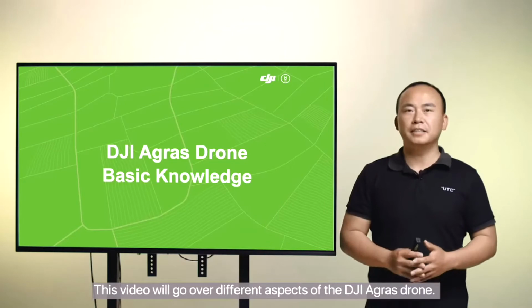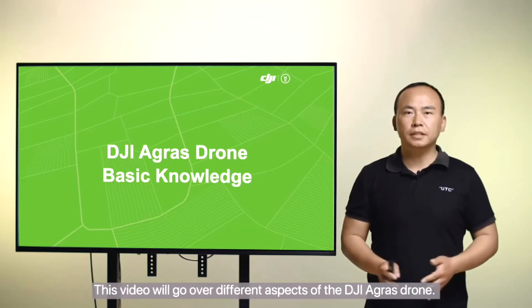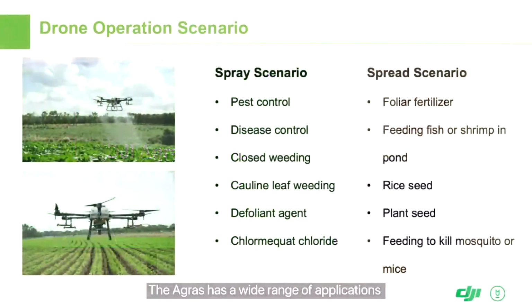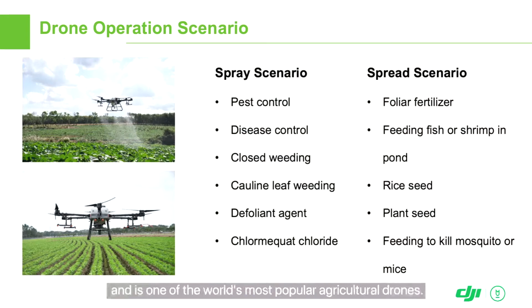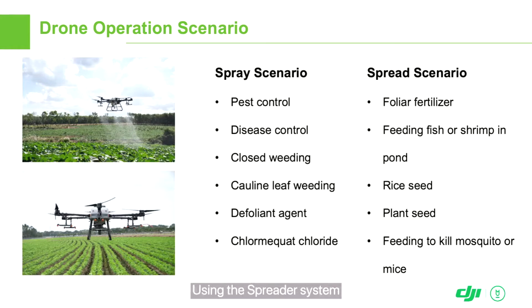This video will go over different aspects of the DJI Agras drone. The Agras has a wide range of applications and is one of the world's most popular agriculture drones. It can be used for pest control, weeding, and spraying foliar fertilizers and defoliant. Using the spreader system, the Agras can also spread seeds, fertilizer, and feed.